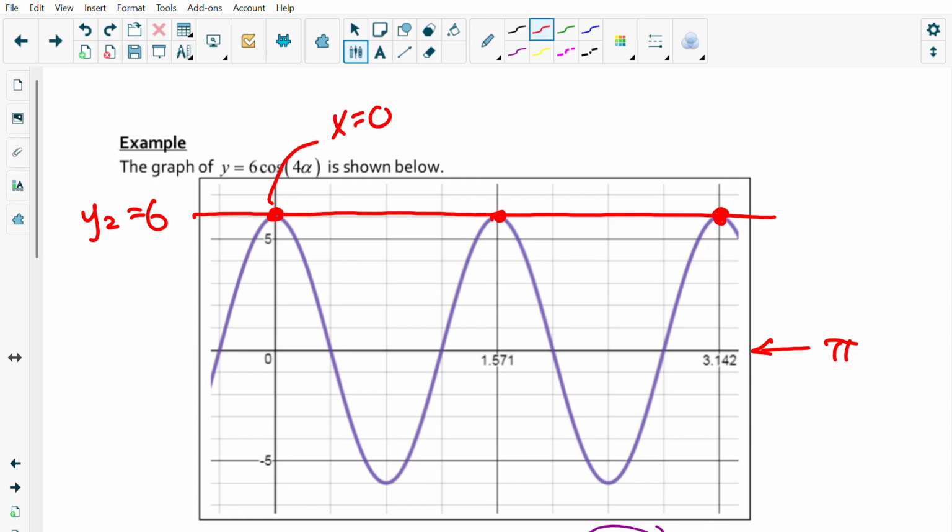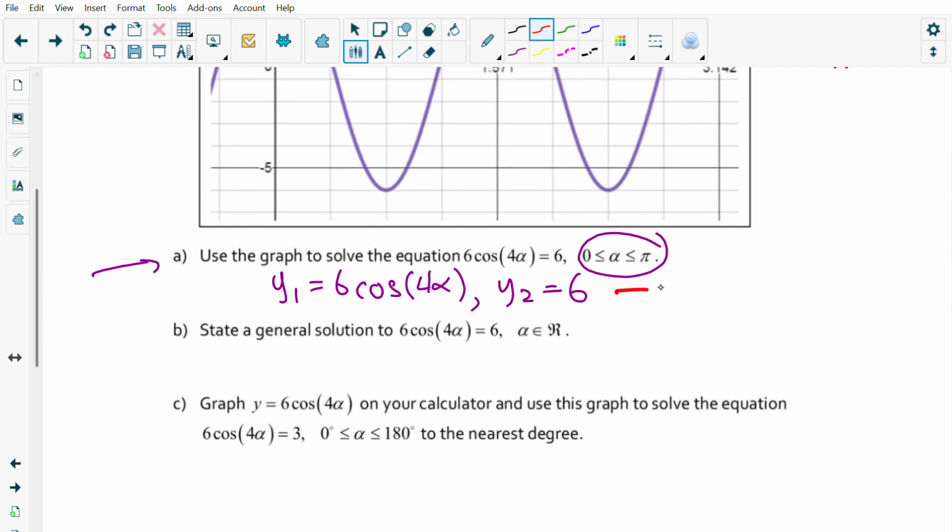x equals 0, x equals pi over 2, and x equals pi. So the solutions are x equals 0, pi over 2, and pi.